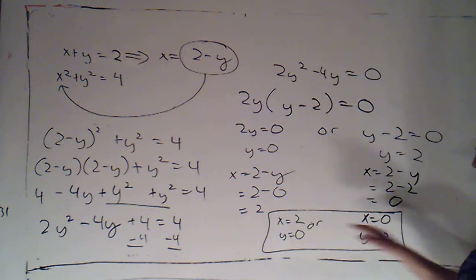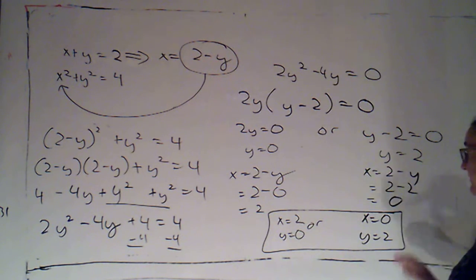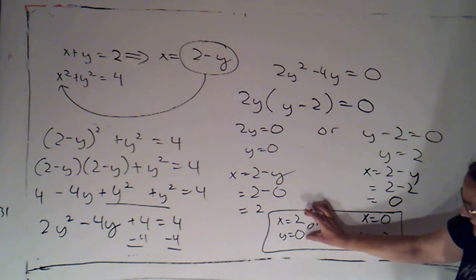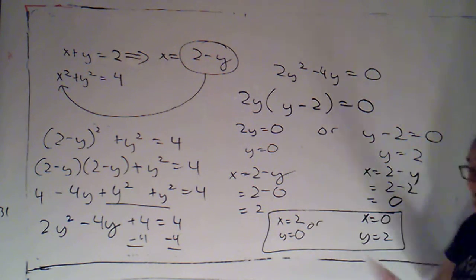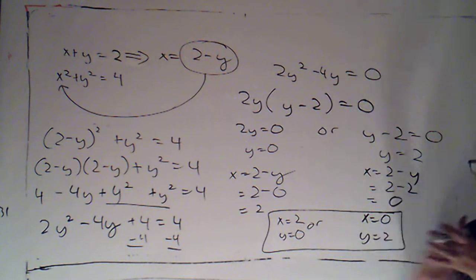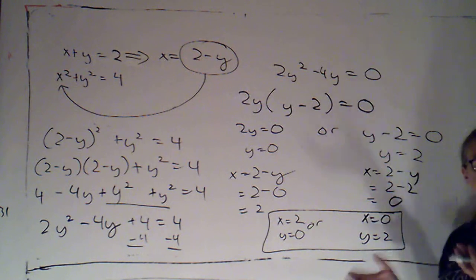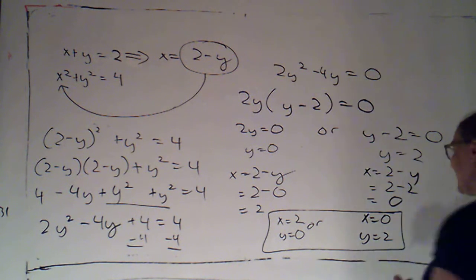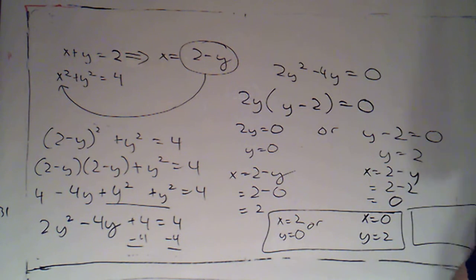So there were 2 solutions. That's one way of giving it. Notice I made it very clear that these guys go together. So I didn't just say x is 2 or 0 and y is 0 or 2, because that would suggest that I could mix and match. I can't. The other way I could clearly state that would be to say I've got the point 2, 0 or the point 0, 2.